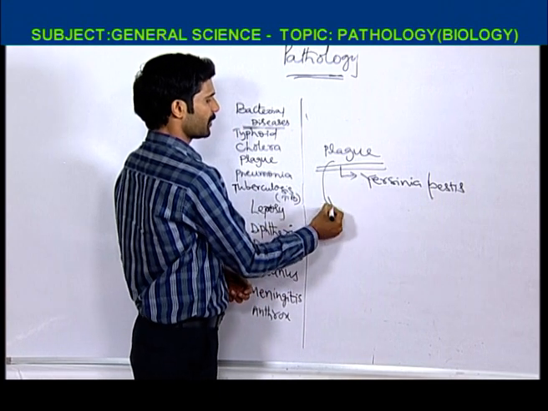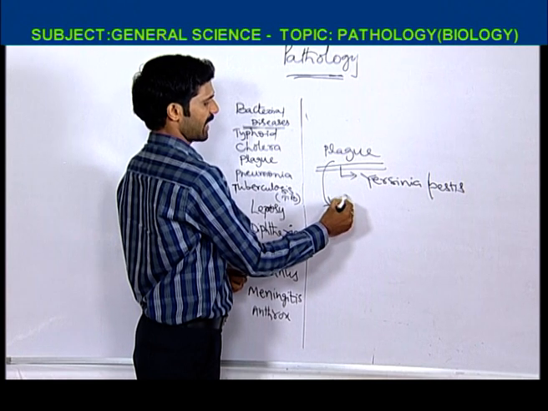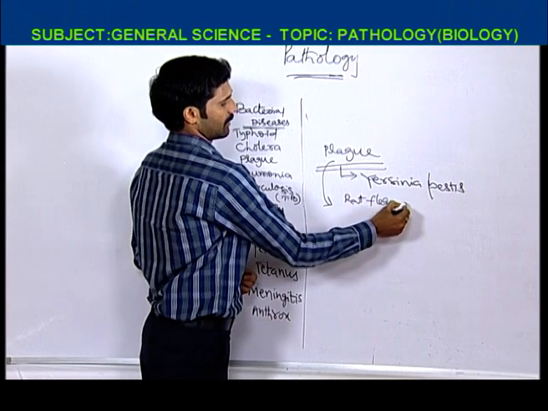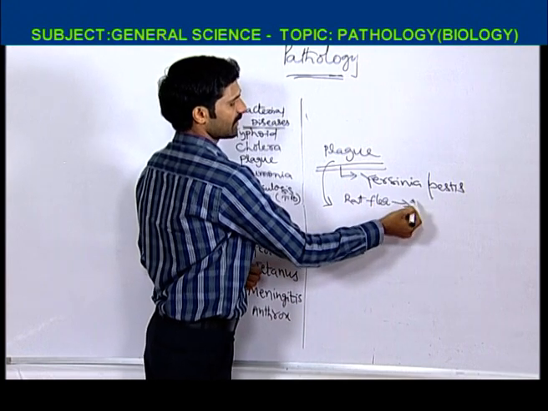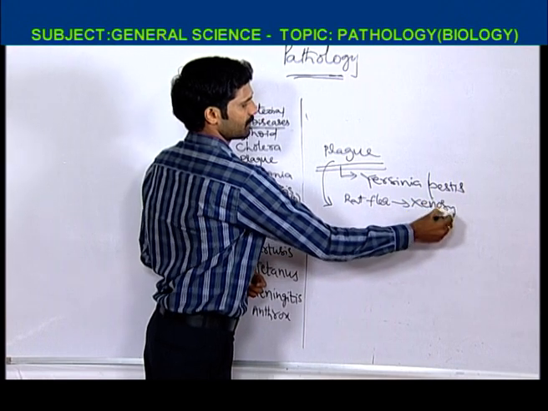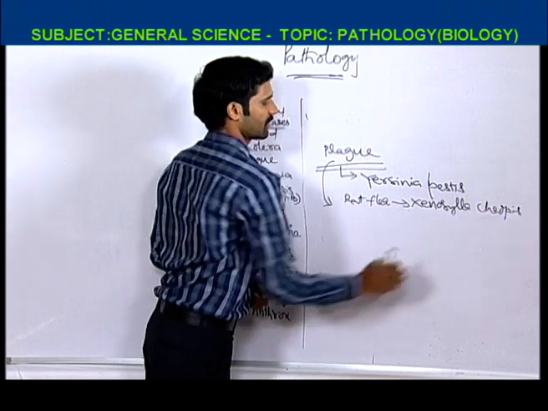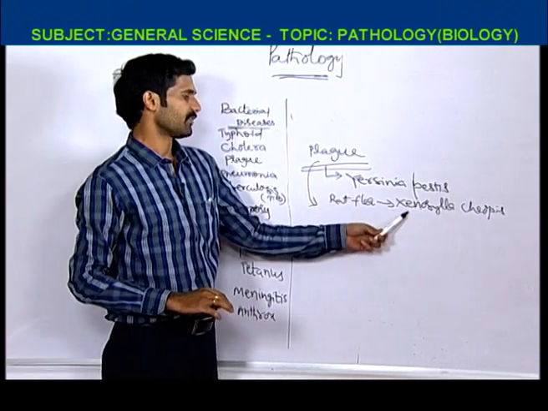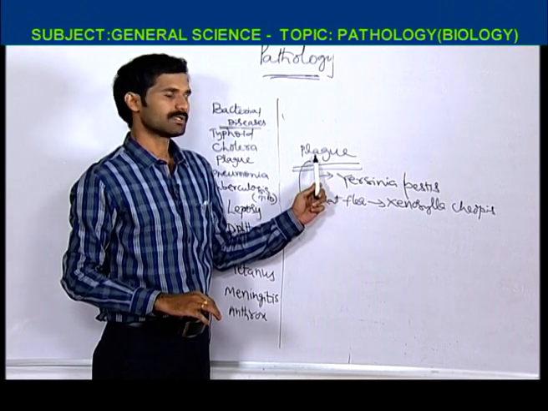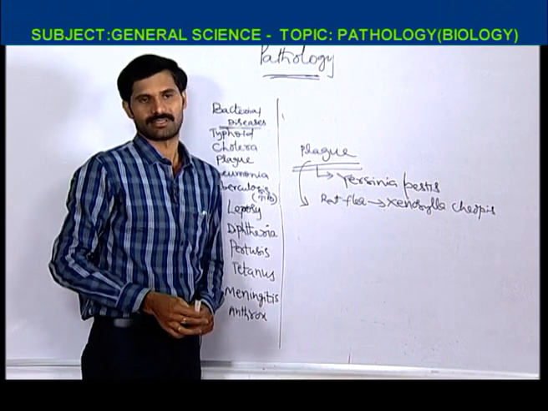And plague is spread by a flea, that is a rat flea, which has a scientific name. The rat flea acts as a vector for the plague disease, and plague is caused by a bacterium, namely Yersinia pestis.